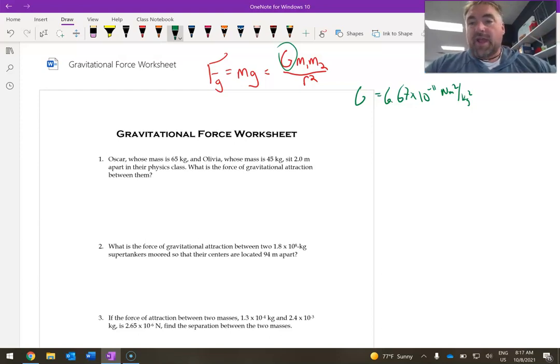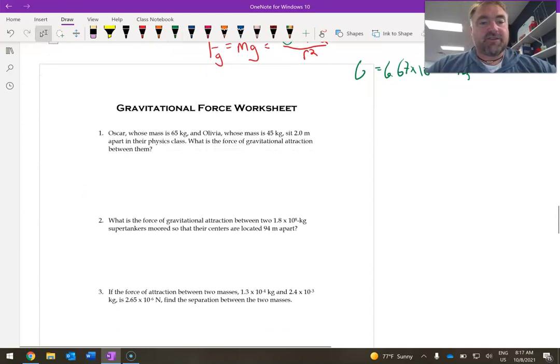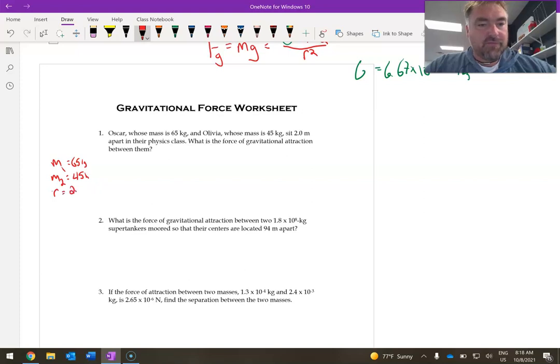We've got to make sure that our masses are in kilograms. We've got to make sure our distances are in meters. Okay, so if we look at the first one, Oscar, whose mass is 65 kilograms, so we know mass 1 is 65 kilograms. And Olivia, whose mass is 45 kilograms, so we know mass 2 is 45 kilograms, set 2 meters apart. So the distance between them is going to be 2 meters.